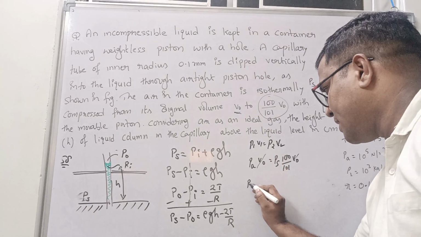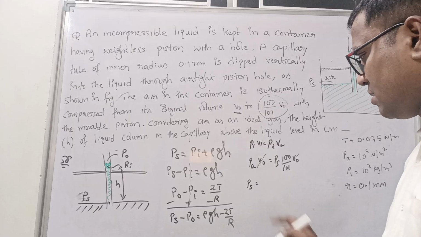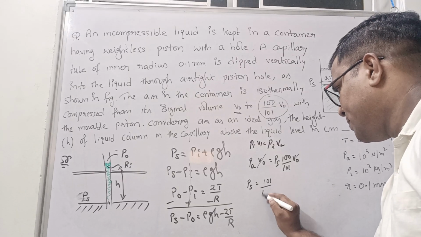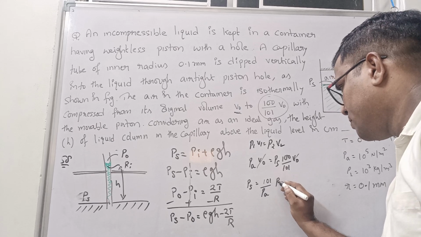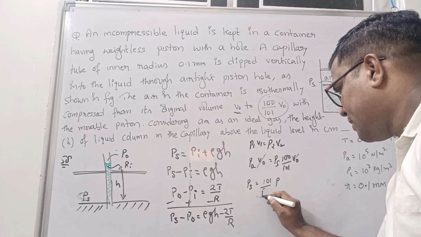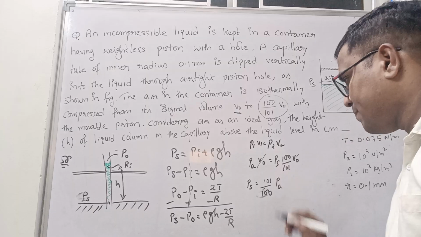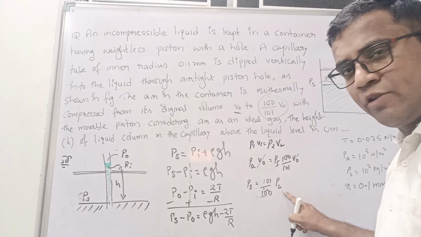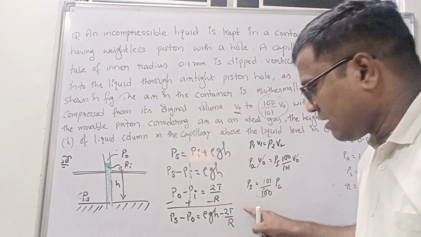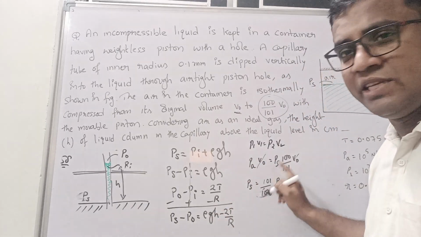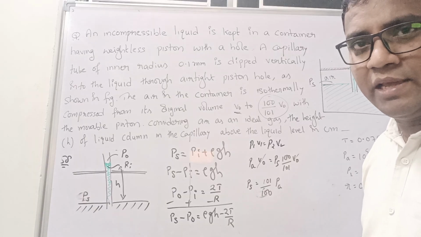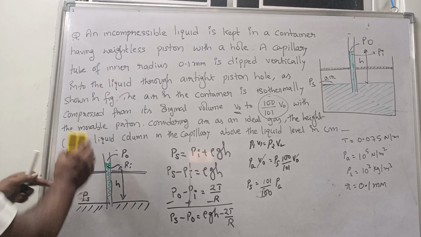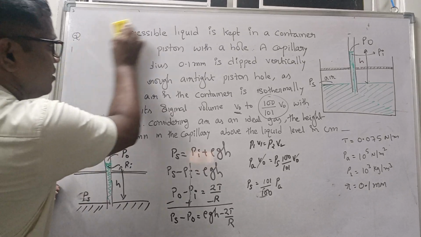So PS can be written as how much it is? PS can be written as 101 by 100 into PA. So I will substitute this value, then I will get the value of H, because every value is given. Clear? Now see here, just I will substitute here. Here I will arrange the question.